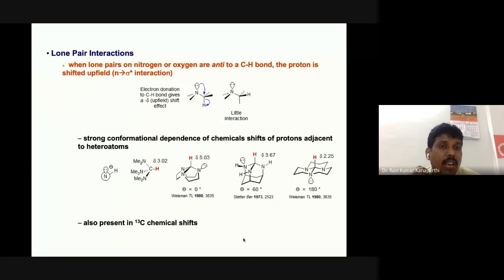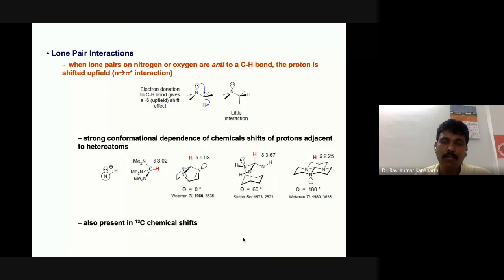Lone pairs also will influence the chemical shift values. One best example is that we know nitrogen has a lone pair of electrons, and let's say on the adjacent carbon you have a proton, and we are looking at that type of compounds. There are instances where people have observed this experimentally, and many papers have been published.